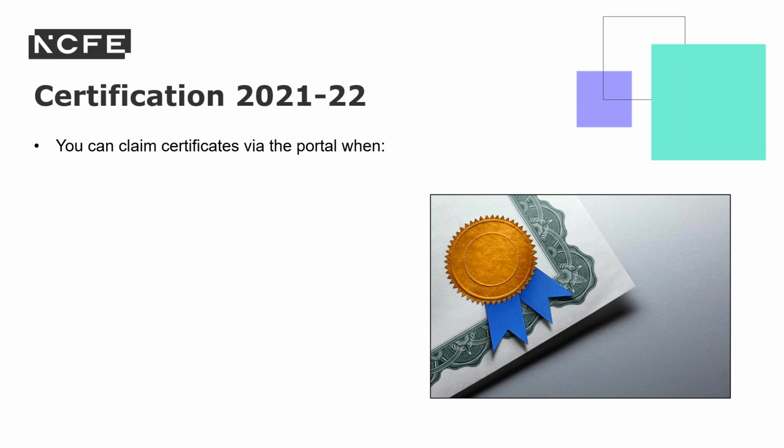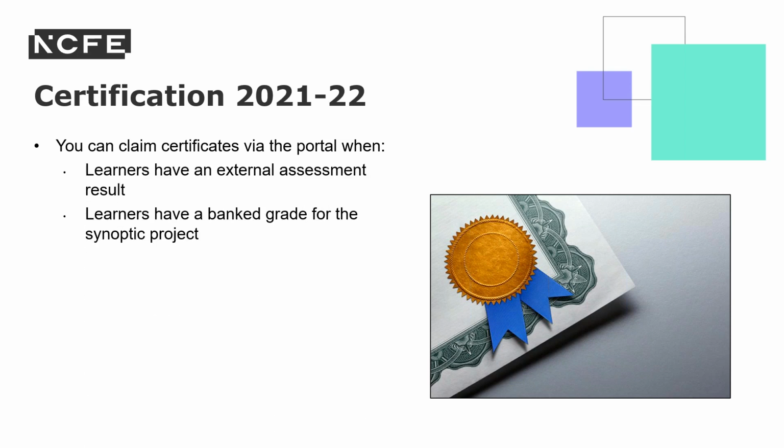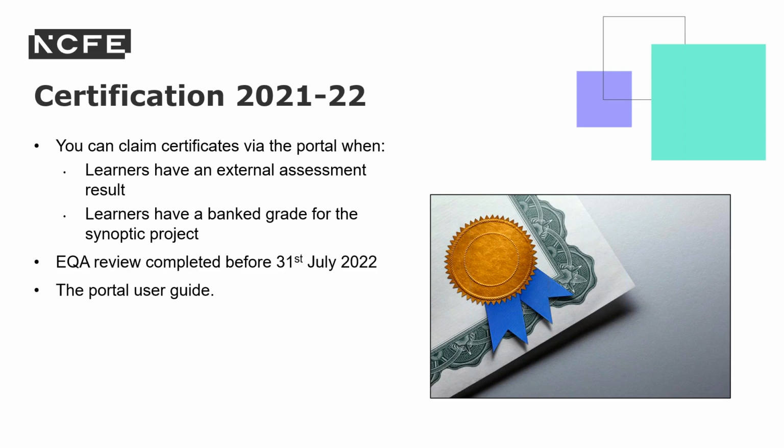Now that the Synoptic project has been completed, learners will eagerly be waiting for their certificates, and certificates can be claimed when they have taken and achieved a grade for the external assessment and they have a banked grade for their Synoptic project. For 2021-22, the EQA review deadline, as we've said, is before the 31st of July 2022, and this is again to allow results to be confirmed by the end of July for performance tables. The portal user guide also contains details on submitting grades, viewing results and certification, which is what I'm going to talk about in a little bit more detail on the next slide.